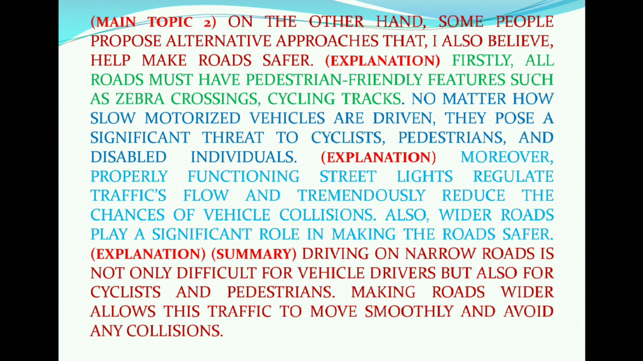Driving on a narrow road is not only difficult for vehicle drivers but also for cyclists and pedestrians. Making roads wider allows this traffic to move smoothly and avoid any collisions, right? As I told you, wider roads are really important for road safety.